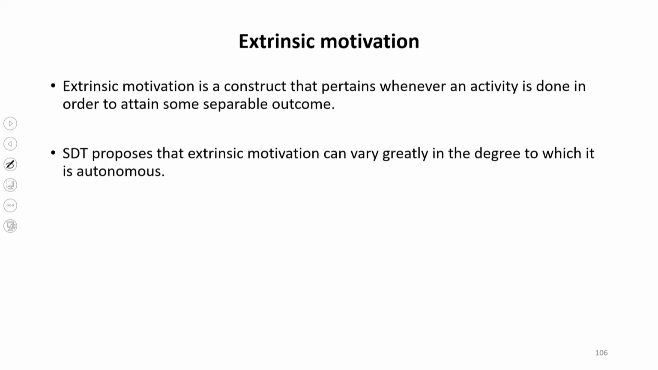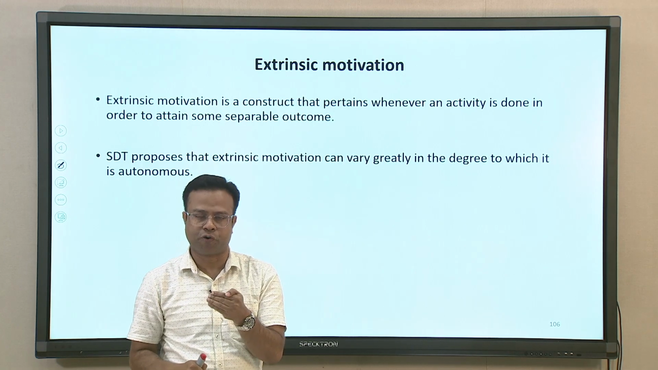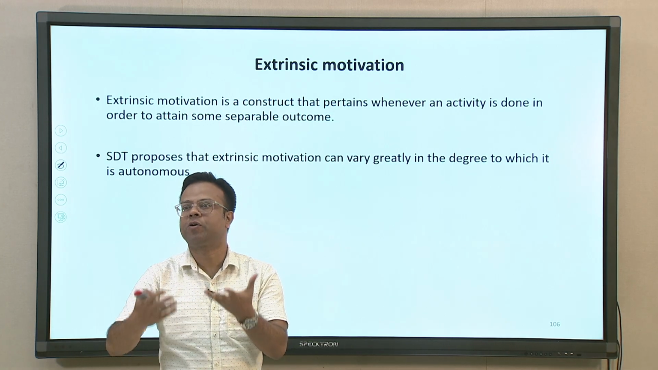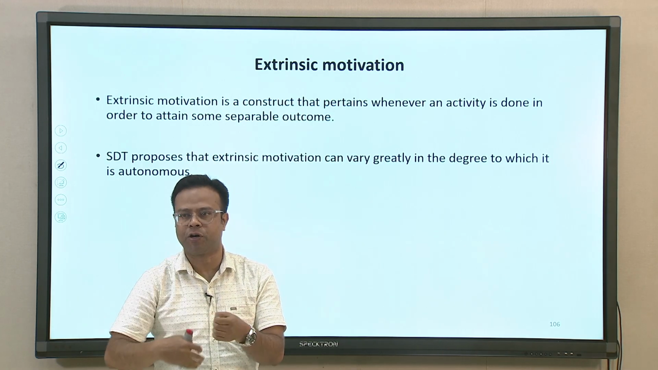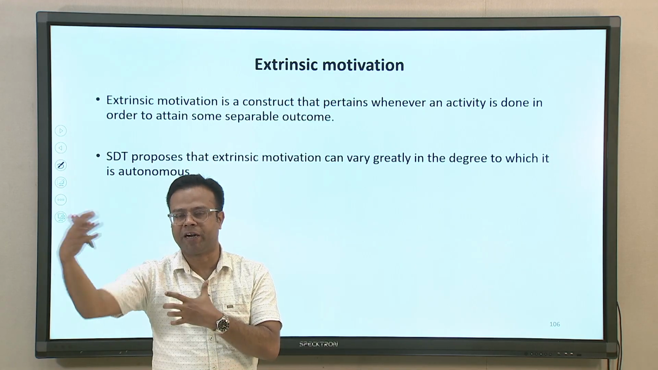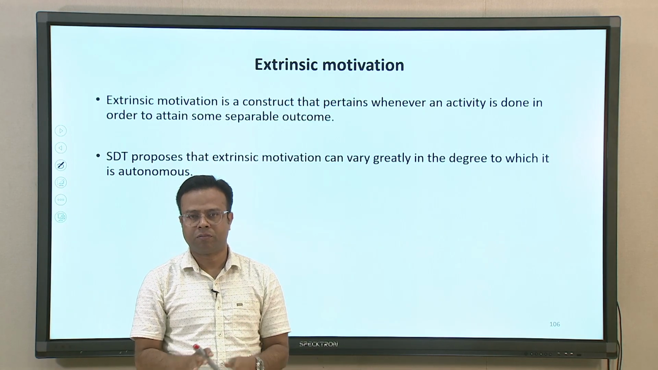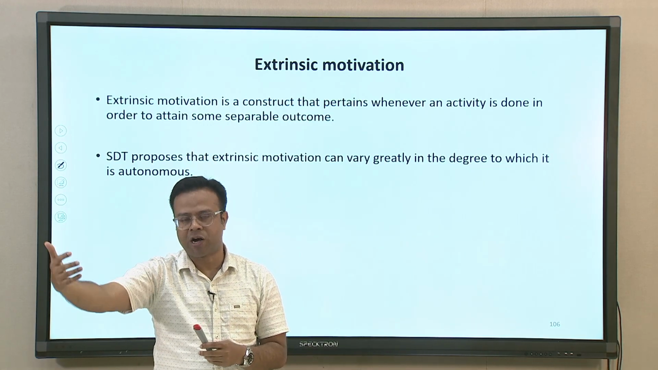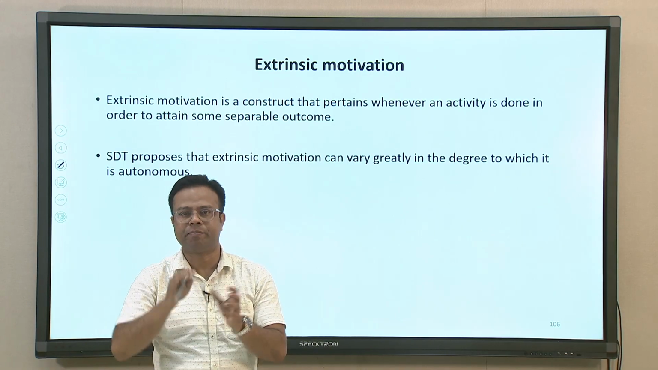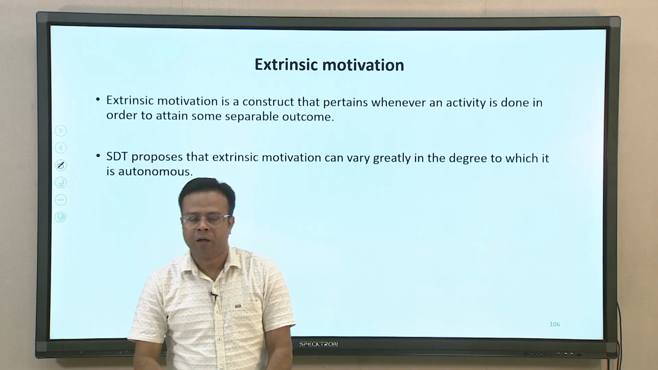As we already said, extrinsic motivation is when we do something for some separable outcomes, or you are doing it because there is some external reason for it. You are doing it because you want to get, say, a reward, you want to get some praise, you want to get money, whatever it is. So, there is an external separate outcome that you want out of it. Then it becomes an extrinsic motivation.